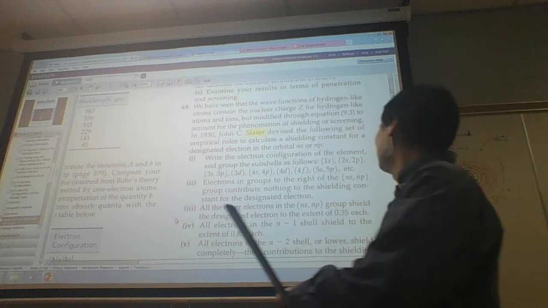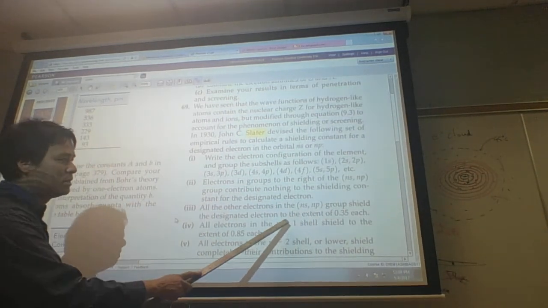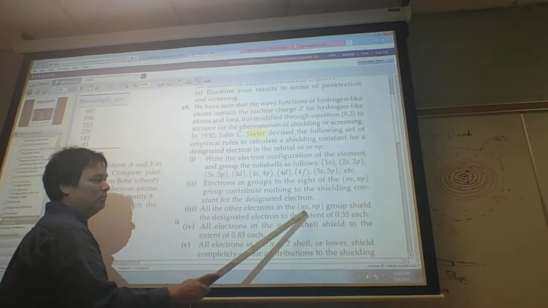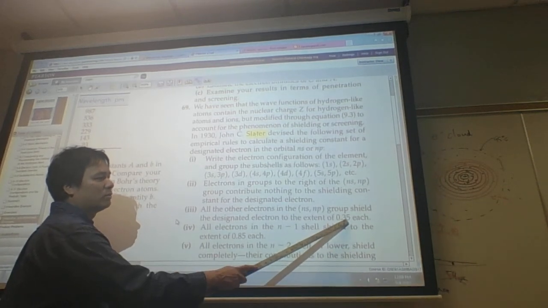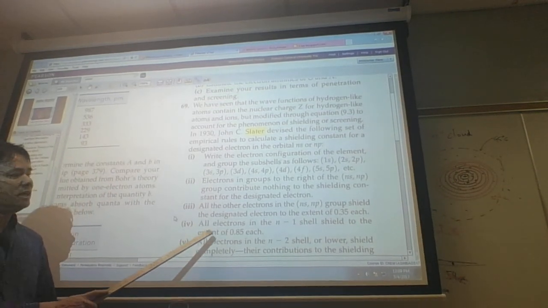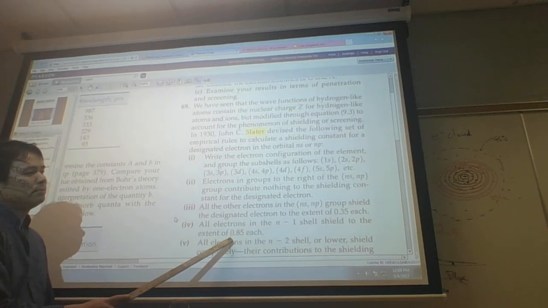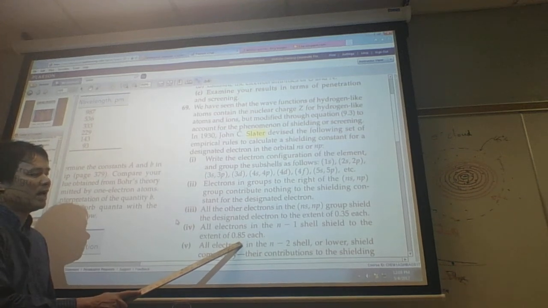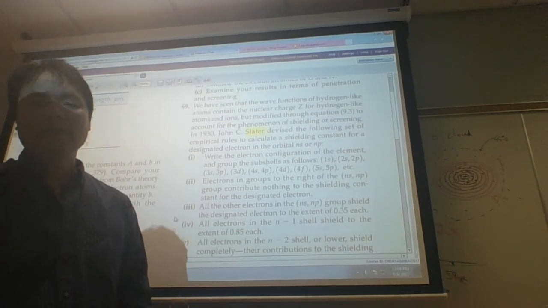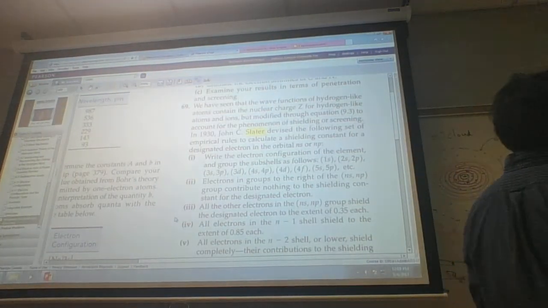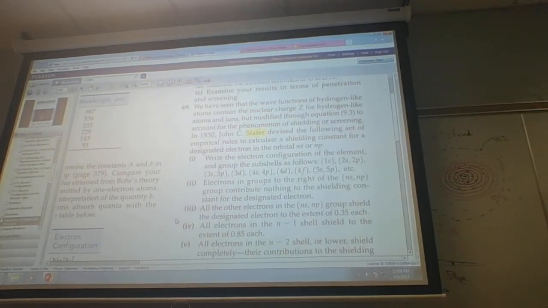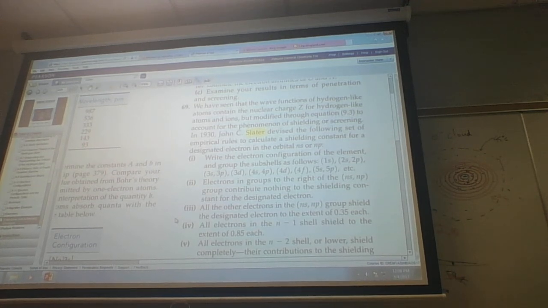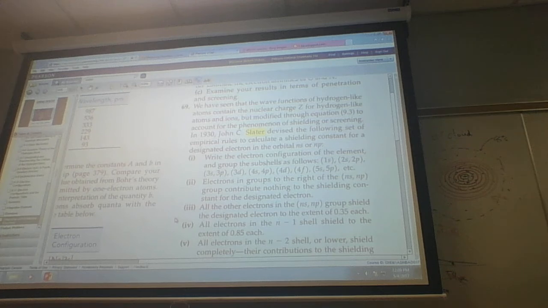And so let me just rephrase that. Same shell electrons, that is, if it's in the same N, shield to the extent of 0.35. Electrons in the inner shell, that is the N-1 shell, the first inner shell shields to 0.85. So let's say this is N equals 3. So if this is an N equals 3 electron, I deduct 0.35. If this is an N equals 2 electron, then I deduct 0.85.